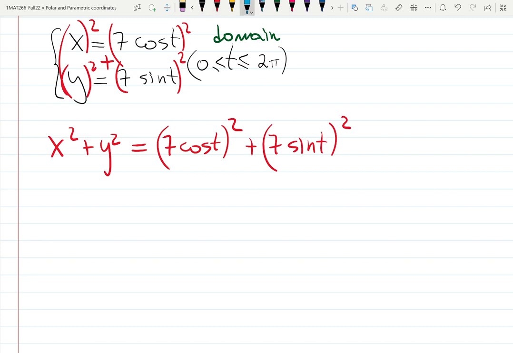Who knows right away the answer? What kind of equation do we get? X squared plus y squared equals what? 7 squared.